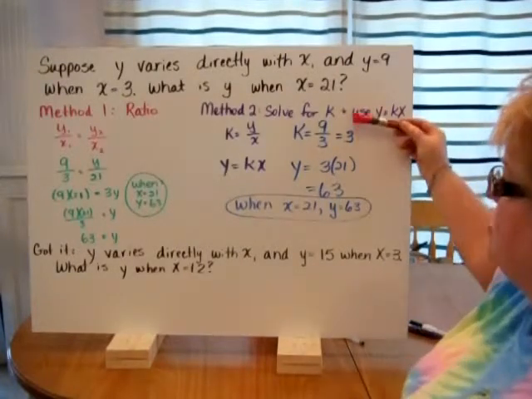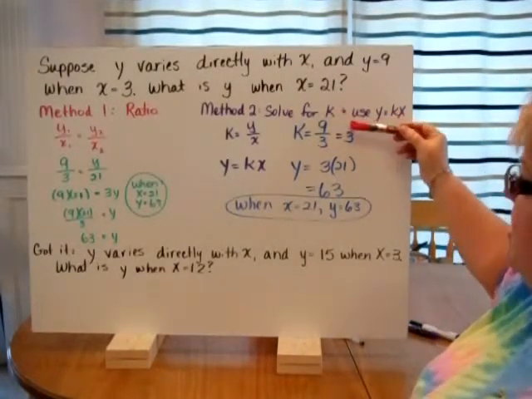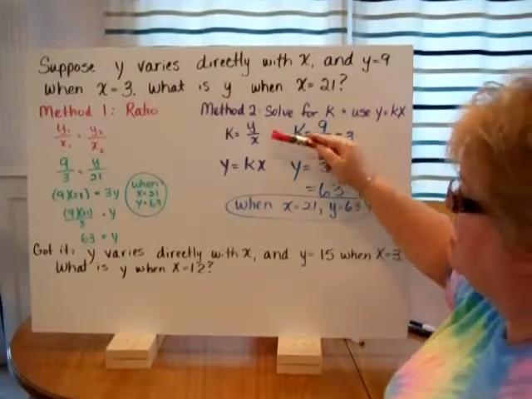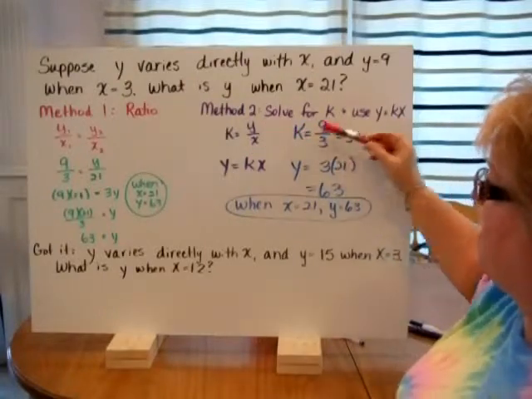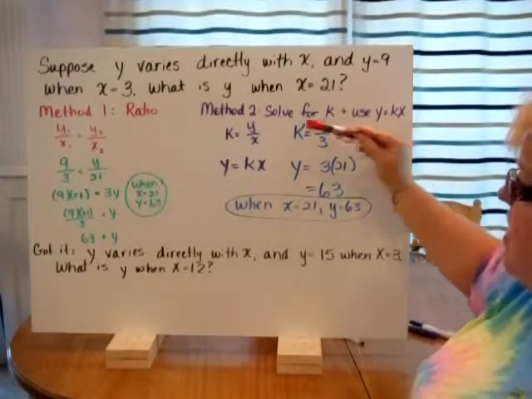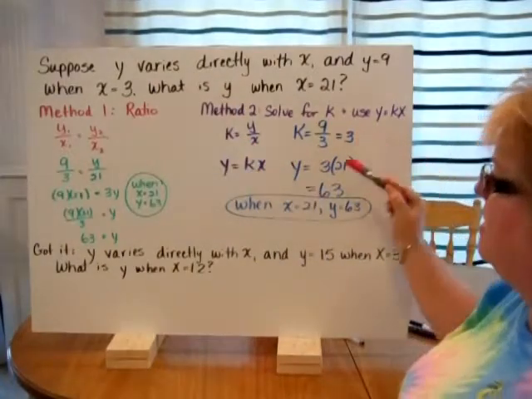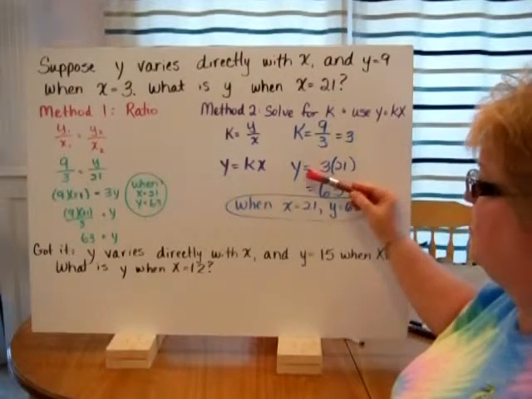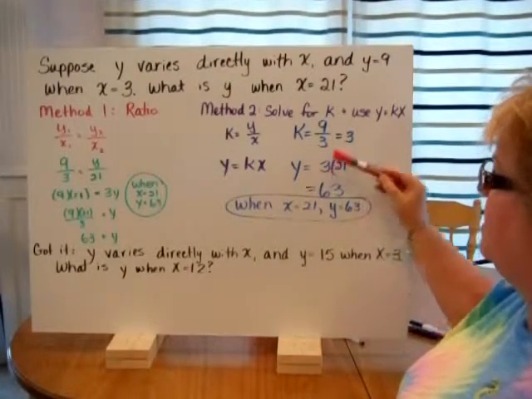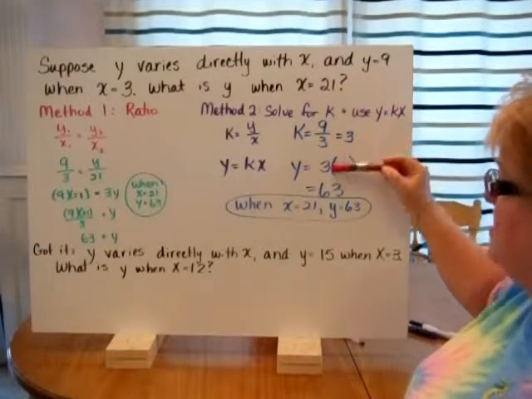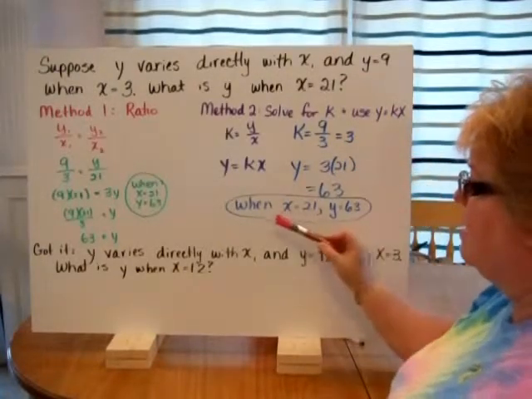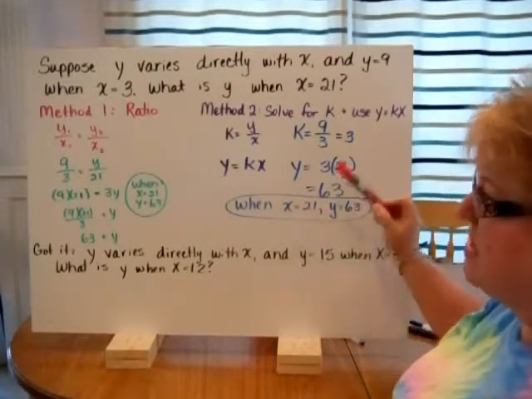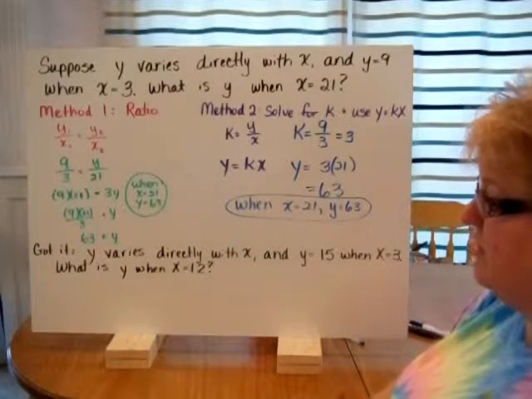The second method is to solve for your constant of variation, which is k, and then use the equation y equals kx to solve your problem. So we know k equals y divided by x, so we take 9 divided by 3, and we get 3. And then we take our equation y equals kx and plug in the information that we know. So we know k is 3, and they tell us x is 21. When we work that out, we get 63. So when x is 21, y is 63. Same answer, same problem, two different ways to work it.